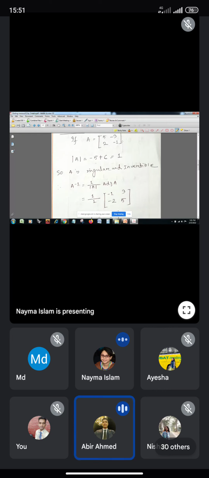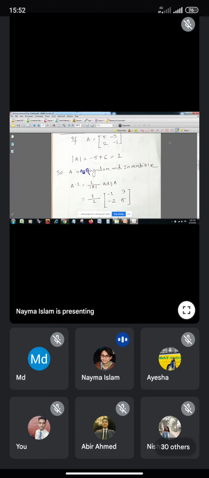Ma'am, A is non-singular, ma'am. It is, this is non-singular. Yes, ma'am. So A is non-singular and invertible. Okay, now A inverse. How can you now find A inverse? So A inverse equal to 1 by determinant A adjoint A.